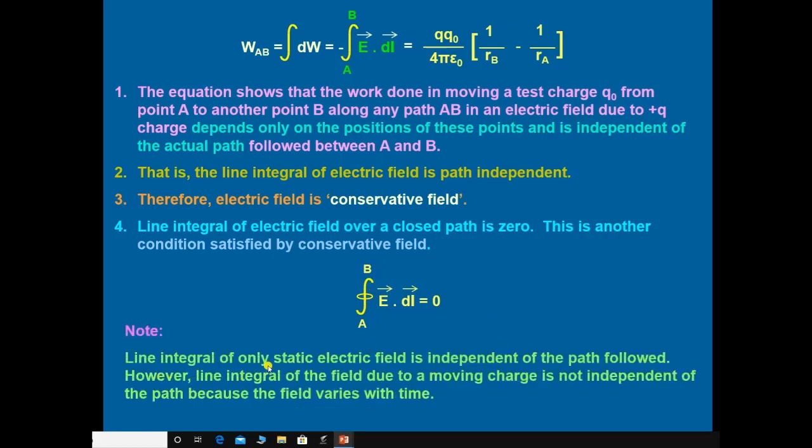The line integral of only static electric field is independent of the path. However, the line integral of electric field due to moving charge is not independent of the path, because the field varies with time. Now we come to our topic, that is electric potential.